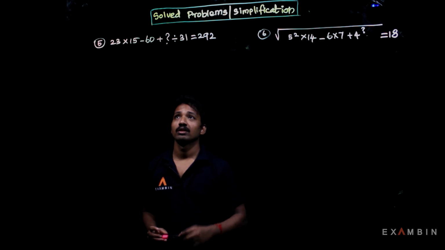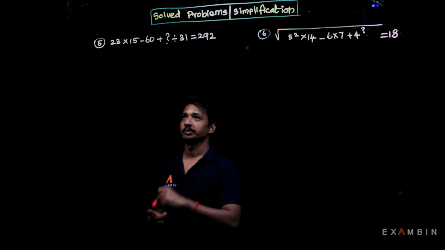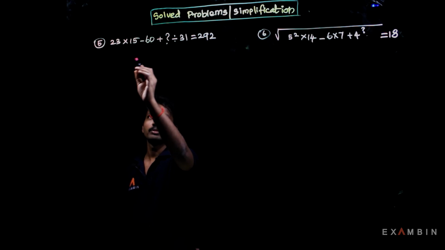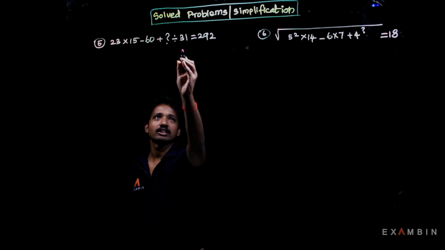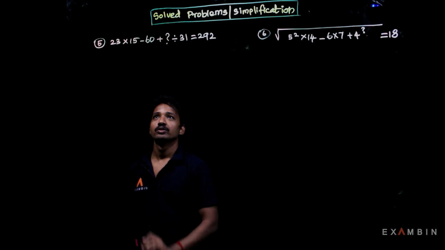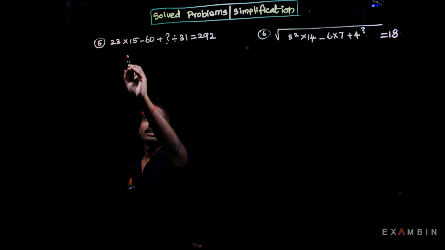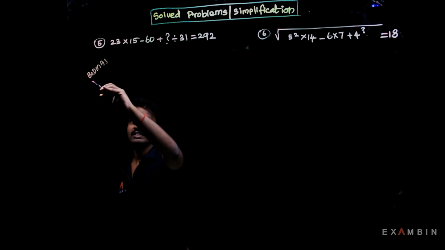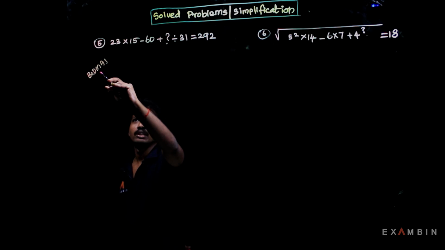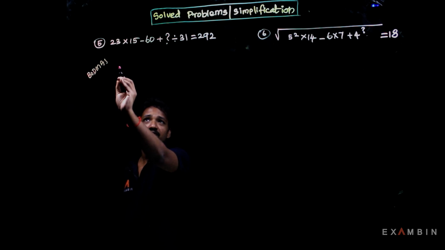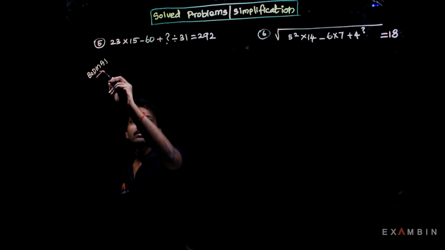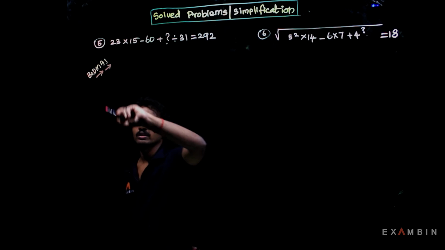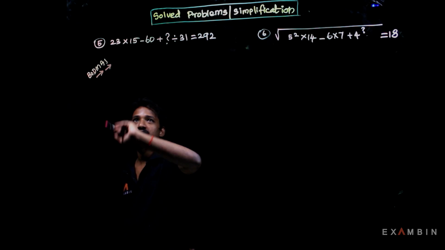Now we will try to solve these two problems. First we will take the fifth problem: 23 into 15 minus 60 plus question mark divided by 31 is equal to 292. First I'm calculating, and we are going to use the BODMAS rule. There is no bracket here. Division and multiplication we have to do from left to right, addition and subtraction also left to right. The first priority goes to division and multiplication.